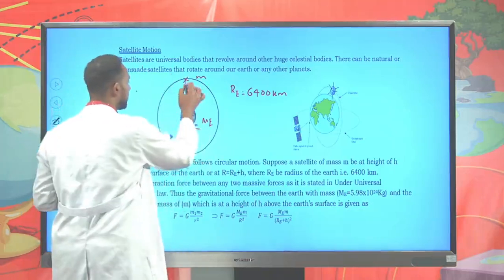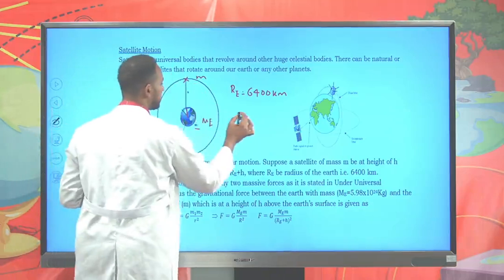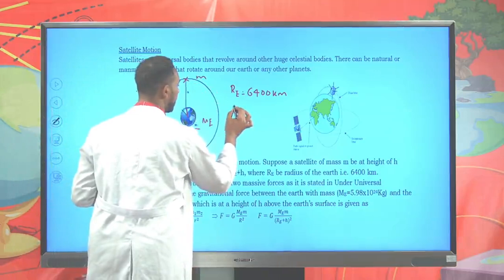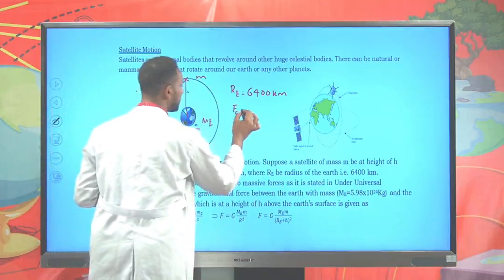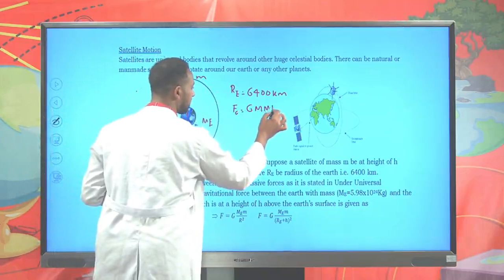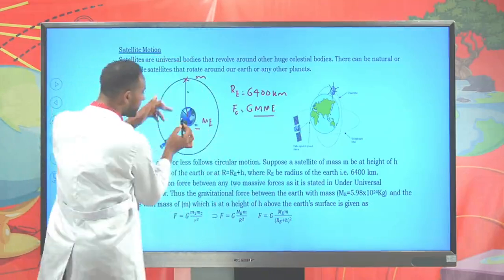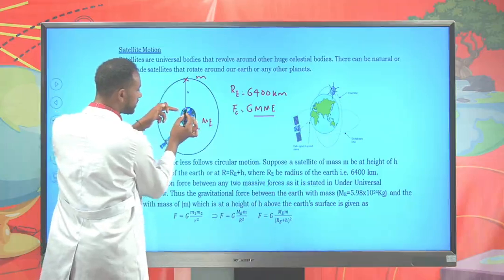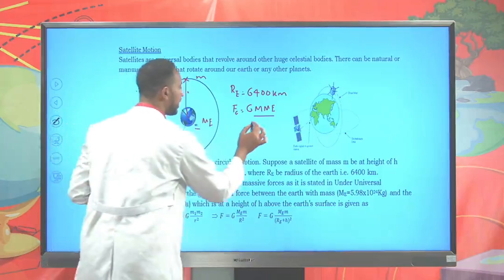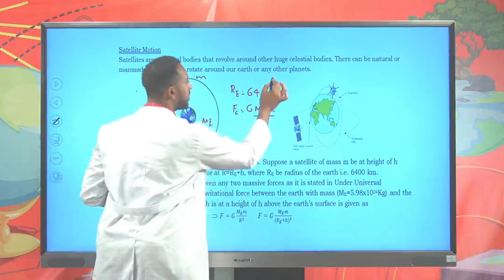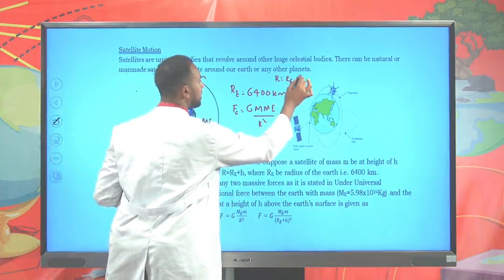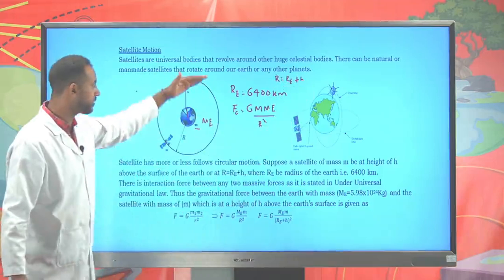Therefore, this object tends to move downward because of the force between these two, and this force is known as the universal gravitational law: G times the mass of the satellite times the mass of the Earth, over radius squared. In this case, the radius is from the center to the satellite. Here you have the radius of the Earth plus the elevation. So you have r squared, but note that r means the radius of the Earth plus the elevation of the satellite.